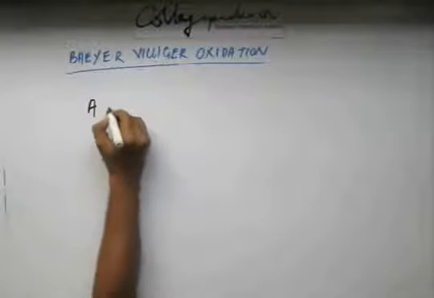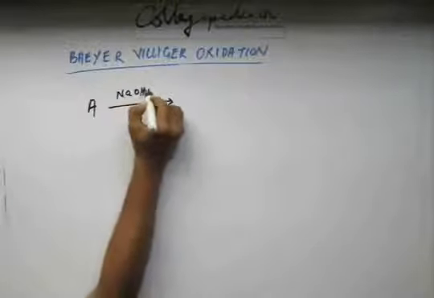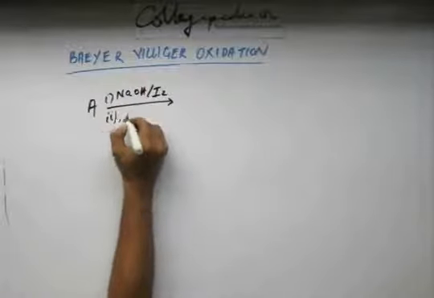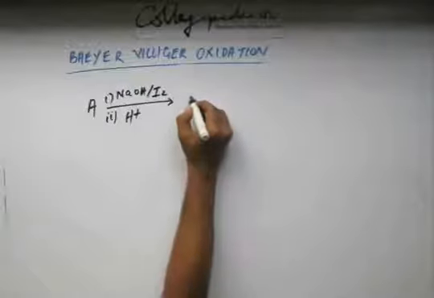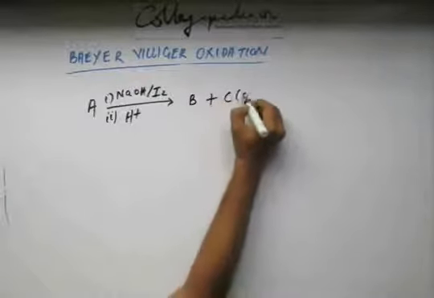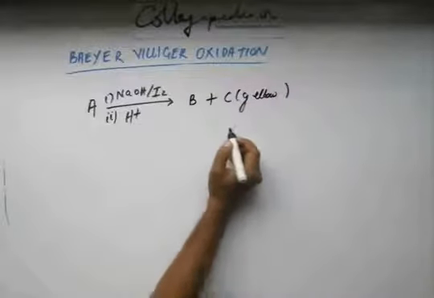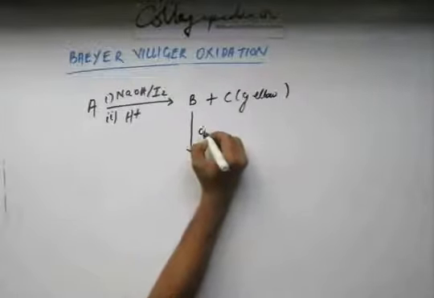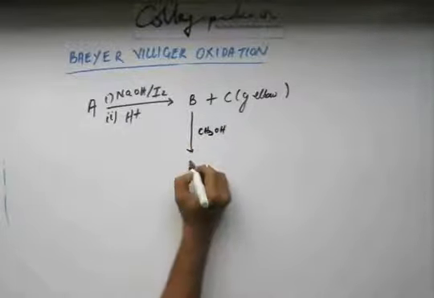Suppose I have A and I carried out a reaction with the reagent NaOH and I2. Then I protonated after the first reaction has done its work. I got B plus C. C is yellow in color, and B is something in which I added methanol. I got D.